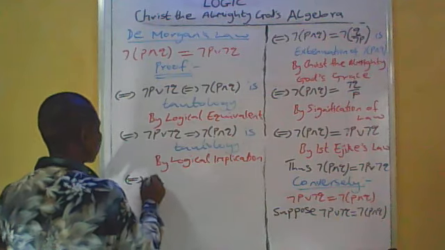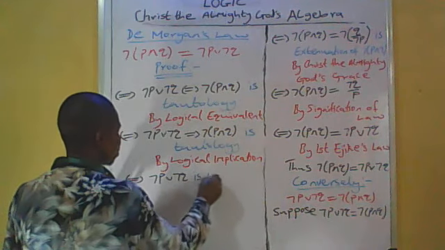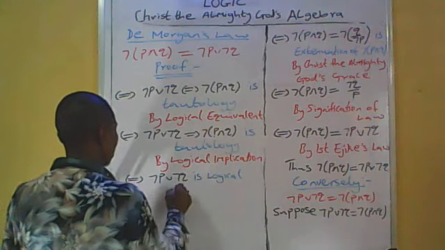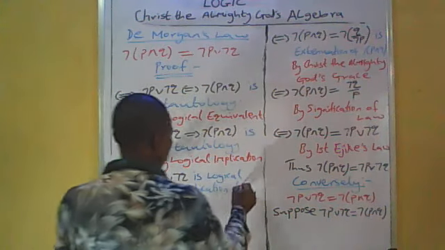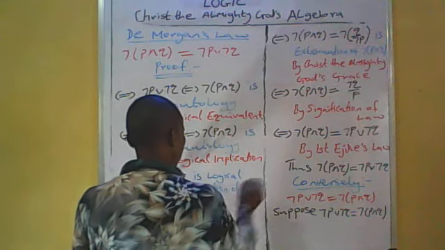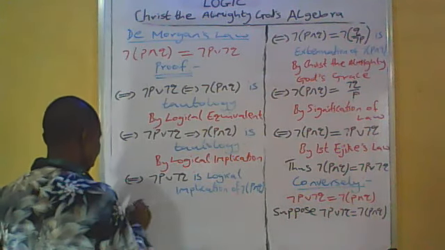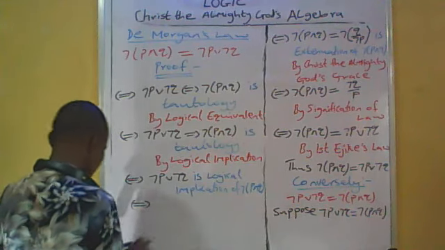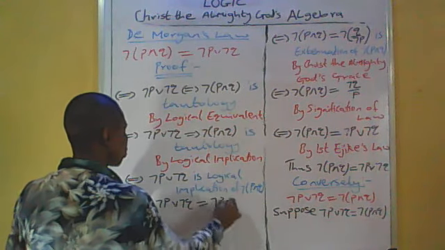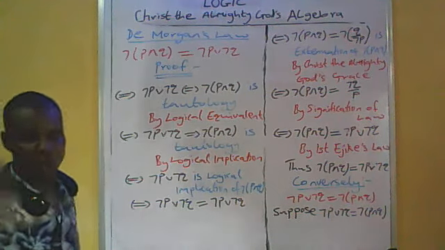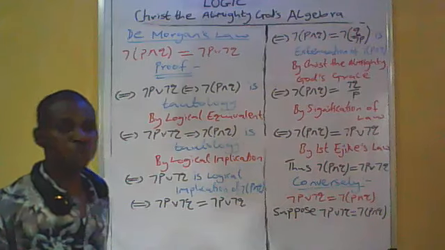So if and only if not P or not Q is logical implication of not bracket P and Q. So if this is true, this also must be true. So if and only if not P or not Q is equal to not P or not Q. That means the logical implication is equal to itself. And if it's equal to itself, it is logical equivalent.